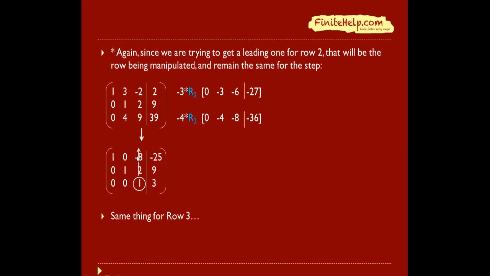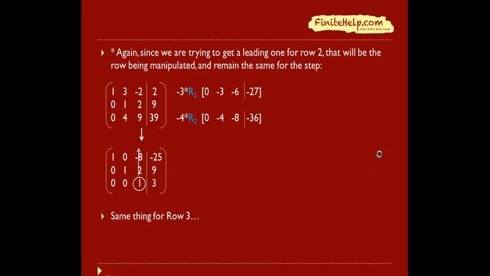So 1 and 0 is 1, 3 and negative 3 is 0, negative 2 and negative 6 is negative 8, and 2 and negative 27 is negative 25. And again, the same way for row 3. 0 and 0 is 0, 4 and negative 4 is 0, 9 and negative 8 is 1, 39 and negative 36 is 3. So now we have achieved getting a leading 1 for row 2. Here we got a 1, and then a column full of zeros.